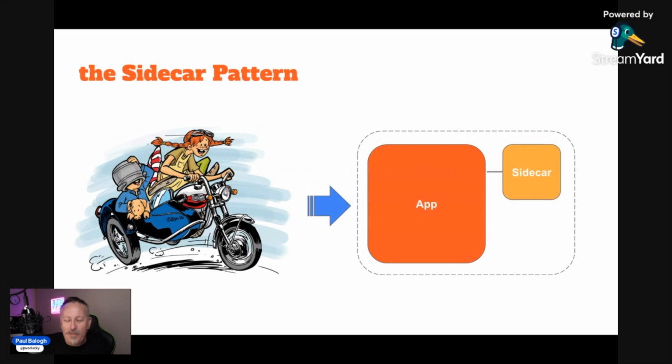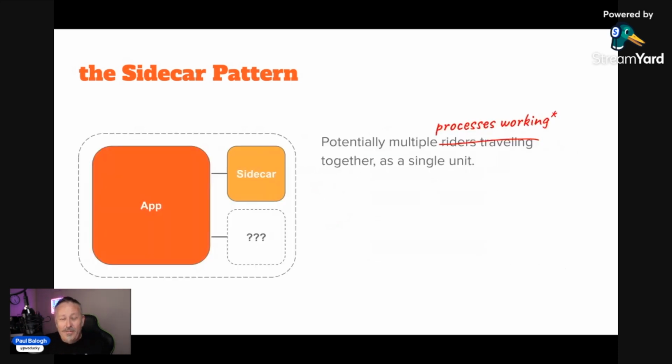In this case, the application or microservice tethered with its sidecar can collectively act as a single unit. So the pattern really has no restriction on the number of sidecars that can compose this unit, although a motorcycle having multiple sidecars may look a little bit odd. So ultimately, the sidecar pattern is for multiple processes to work together, acting as a single unit. Keep using unit quite a bit, but anyway.